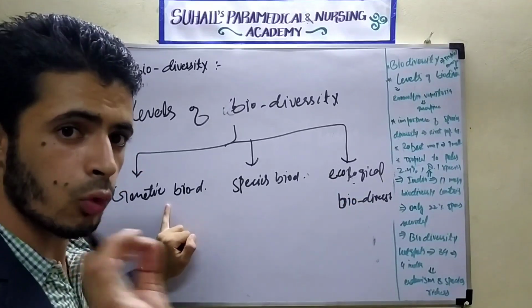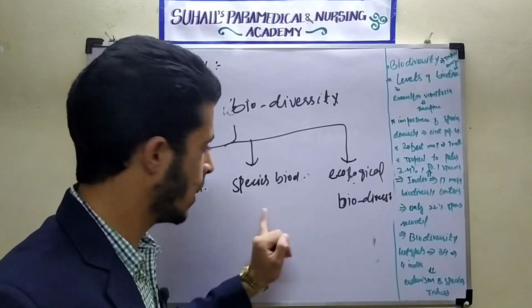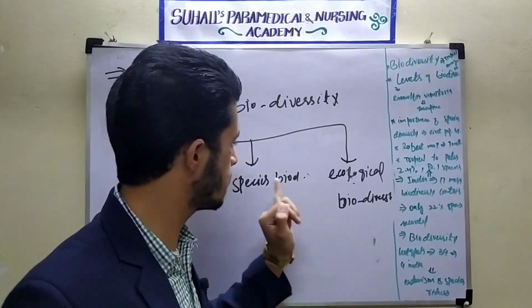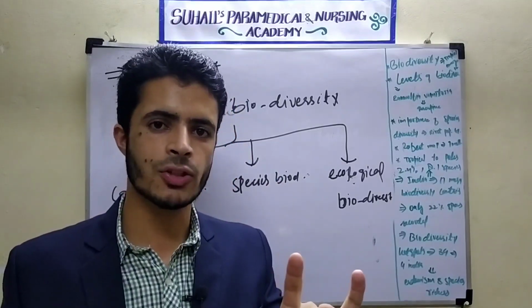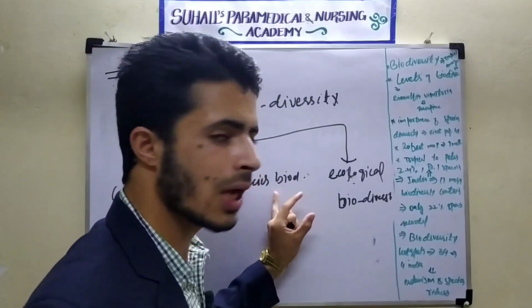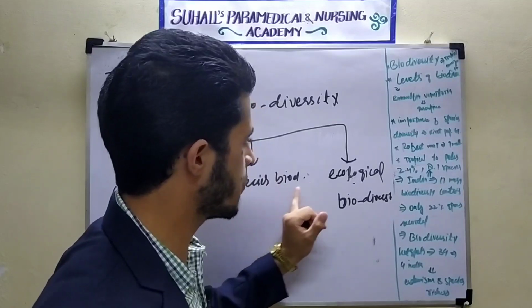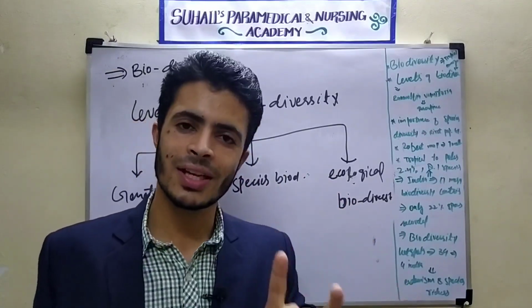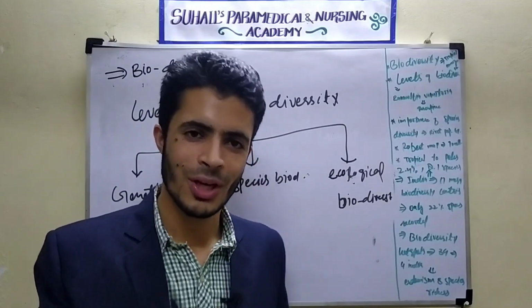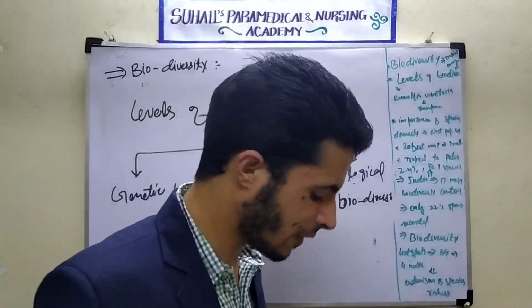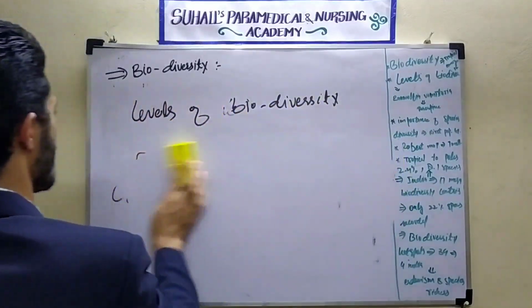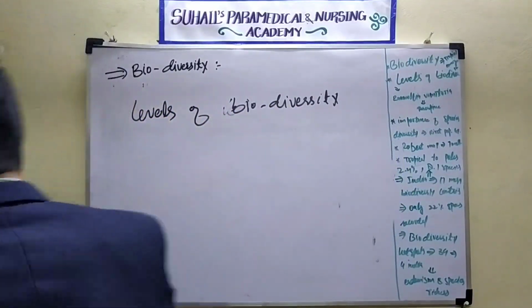At the genetic level, we will also find there is diversity of life. In species diversity, when we go for species analysis, we will find there is a diversity of animals, a diversity of life, a diversity of species. When we go to the analysis of an ecosystem, there is diversity within the ecosystem also. I will tell one by one. Levels of biodiversity: the first level is genetic biodiversity.